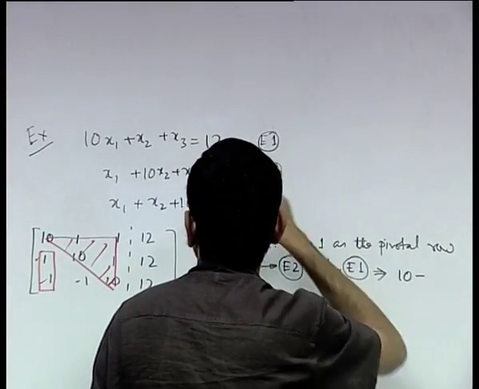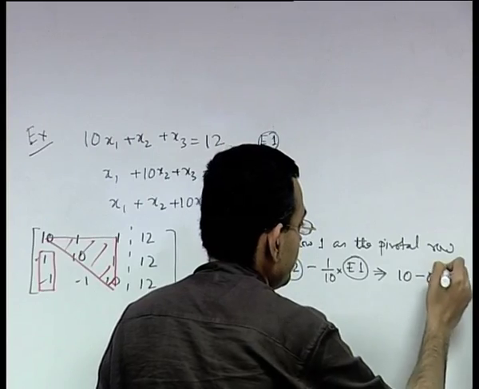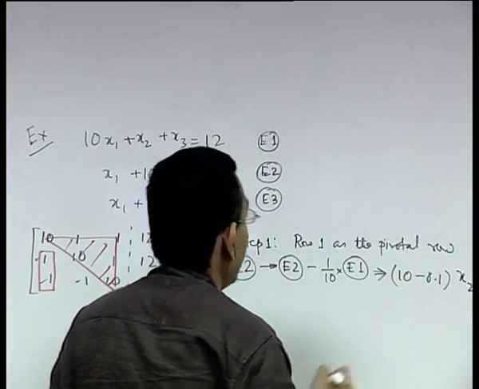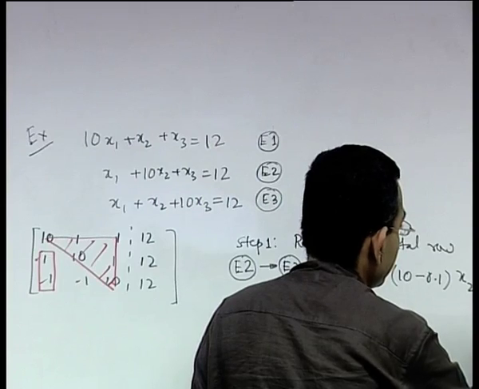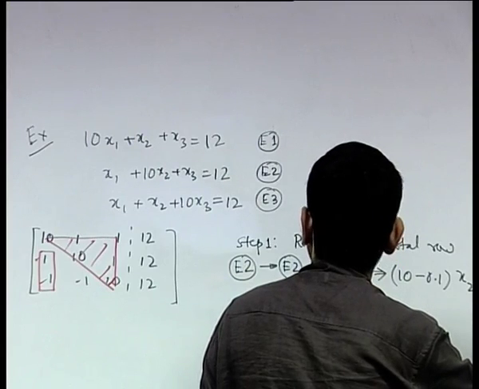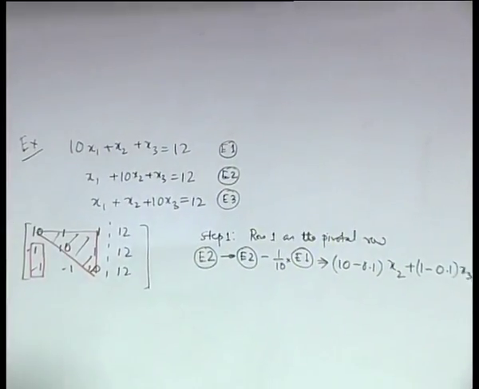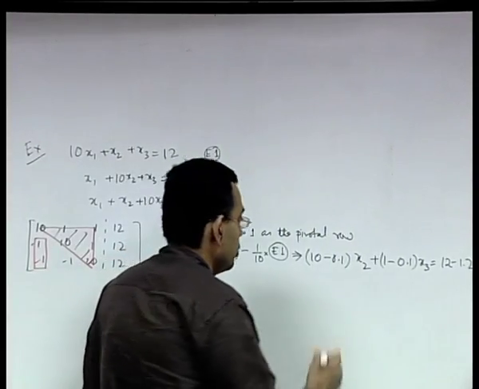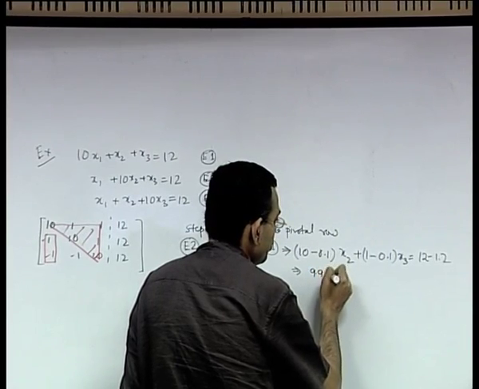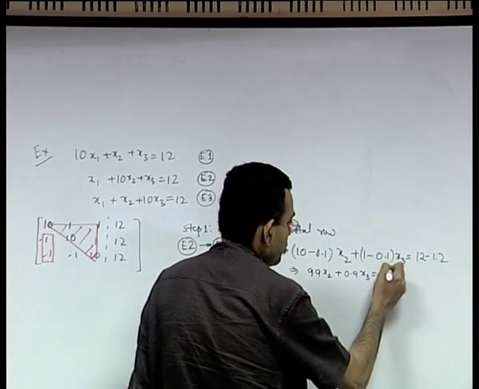Next will be 10 minus 1 by 10, that is 0.1, for x2. For x3 it is 1 minus 0.1, and on the right side 12 minus 1.2. So, you have 9.9 x2 plus 0.9 x3 is equal to 10.8.